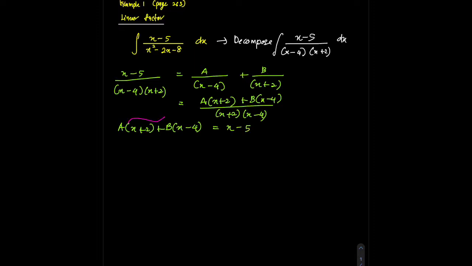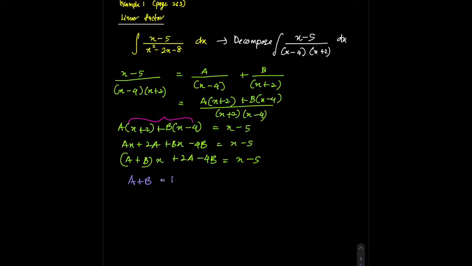You need to expand this term first: Ax plus 2A plus Bx minus 4B, equivalent to x minus 5. Then we put the terms with x together: (A plus B)x plus 2A minus 4B is equivalent to x minus 5. Then you can equate: A plus B is equivalent to 1, and 2A minus 4B is equivalent to negative 5.